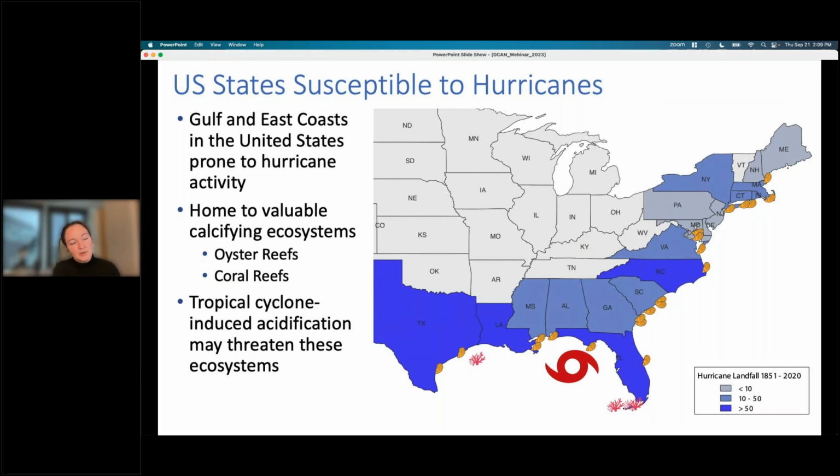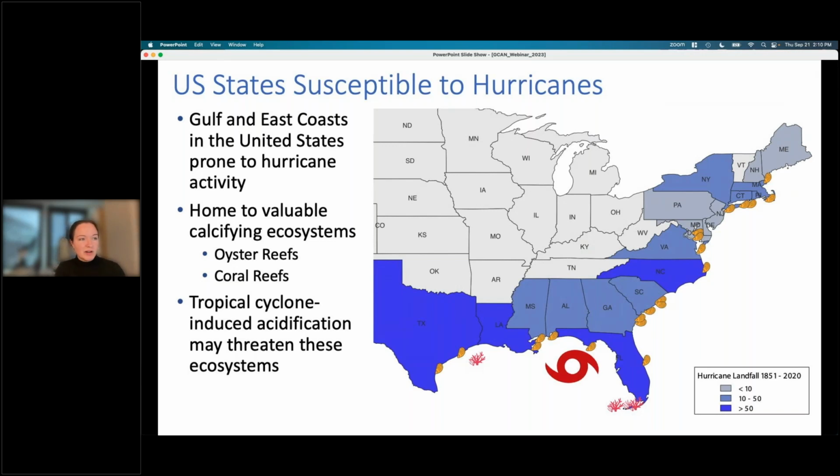In addition to being commonly affected by hurricane systems, many of these coastal environments are home to valuable calcifying ecosystems, including oyster reefs indicated along the coastlines by the yellow symbols, as well as coral reefs indicated in the Gulf Coast off the coast of Texas and Florida, shown by the red coral symbols.